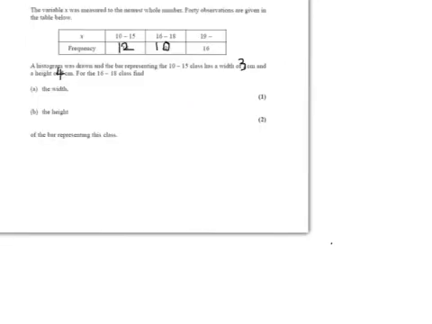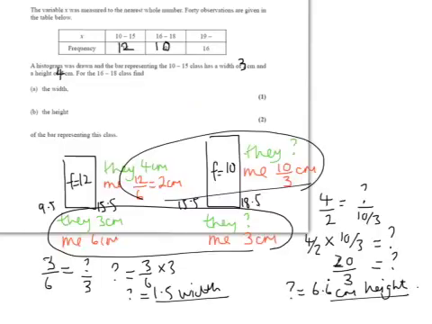Okay, see if you can have a go with the same question, but I've changed some of the numbers. All right, have a go and then check back and see the answers. Okay, here's the answers. Were you right? Width of 1.5 centimetres and a height of 6.6 recurring centimetres.